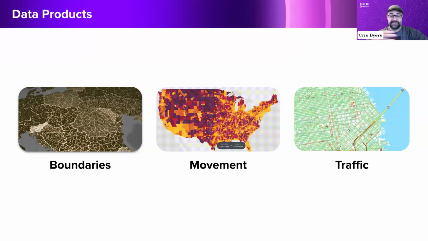Traffic is based on that same input of first-party data for Mapbox. And instead of tracking activity, where movement does in terms of volume, it tracks speed. So you can see how fast traffic is moving at 5-minute intervals around the world and in historical data as well.